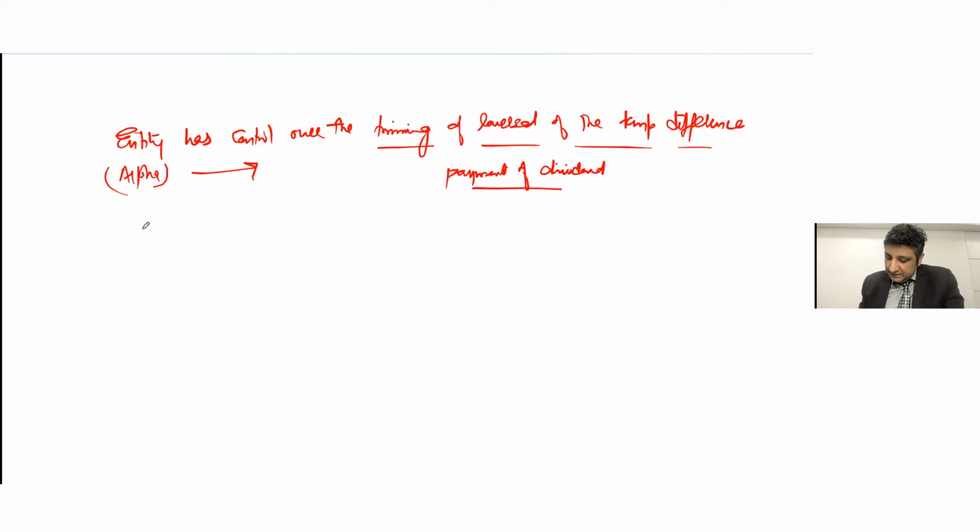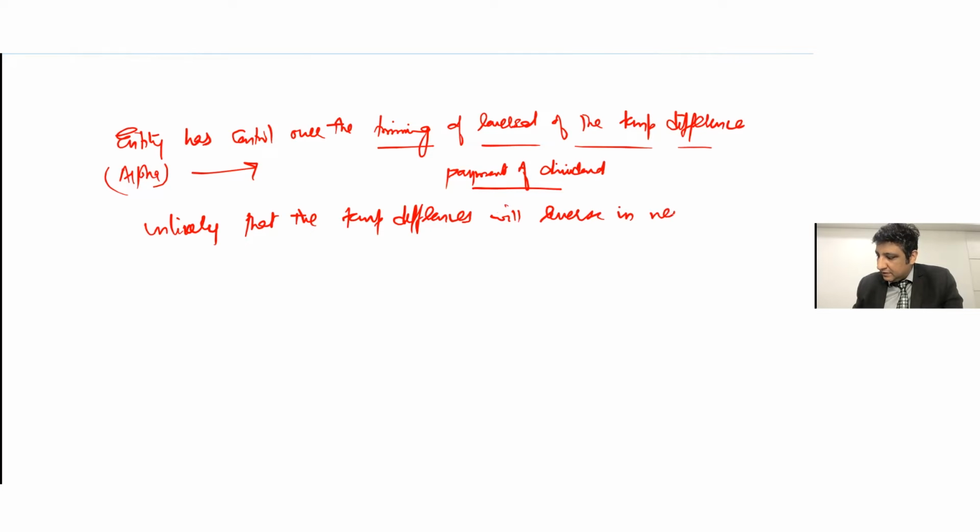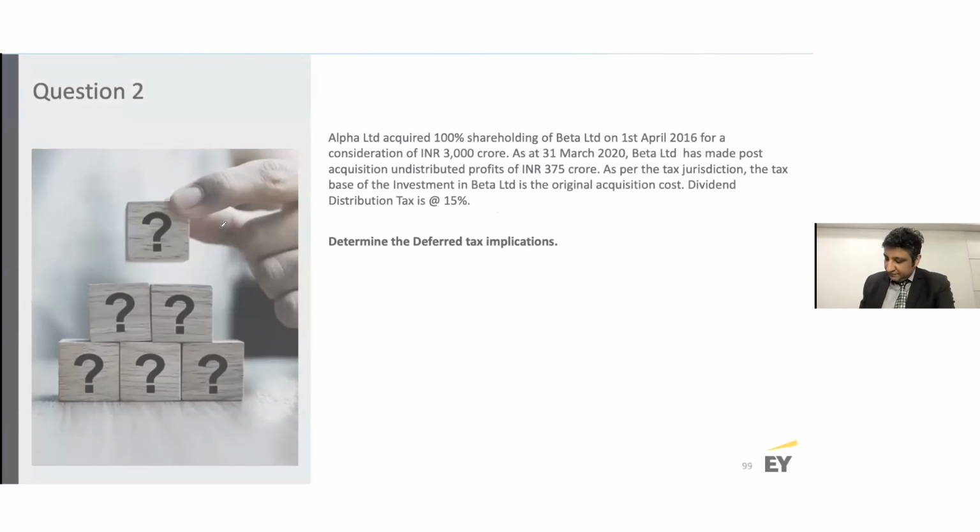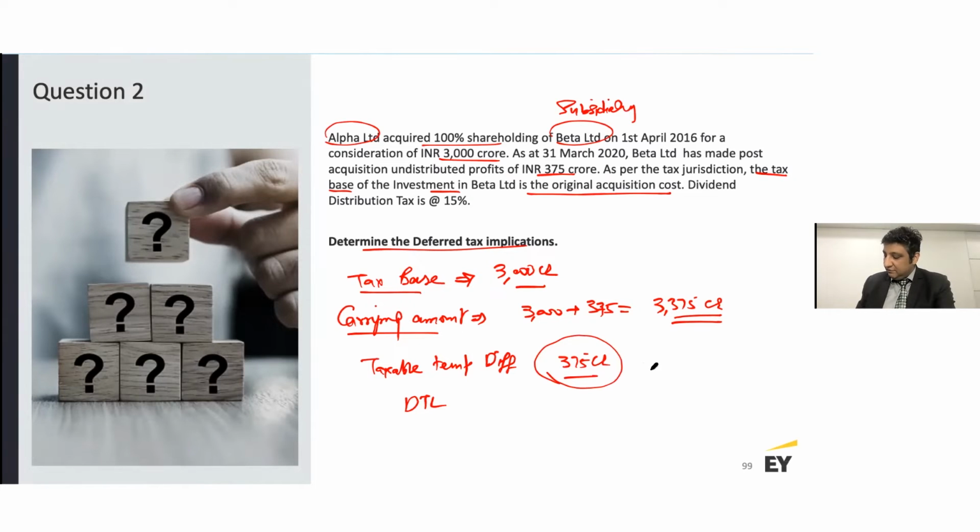And also, it is unlikely that the temporary difference will reverse in the near future, right? We say that it is probable that the temporary differences will not reverse in the near future. And that is the idea of looking at this scenario. It is unlikely that the temporary differences will reverse in the near future. And in this scenario, this situation is expected to have been met, which means that with the given information, this taxable temporary difference would not result in any DTL recognition. By virtue of that exception, this is what we need to conclude, right?